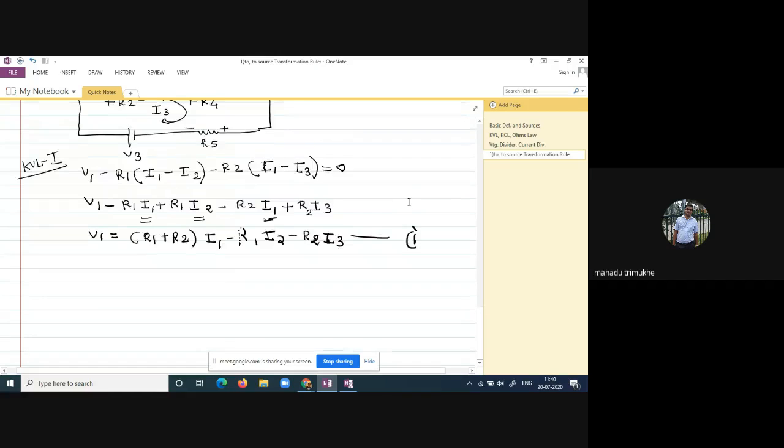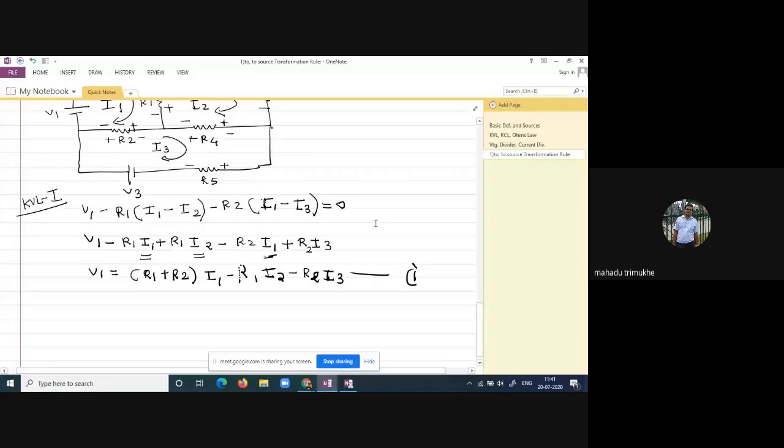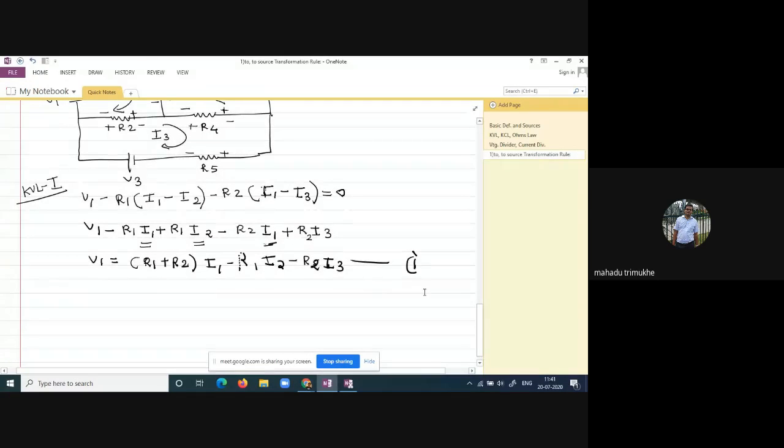Okay, similarly you have to apply. Have you understood these equations? Unmute yourself and tell me. This is understood. Yes, sir. Okay, similarly you have to apply KVL at mesh 2 and mesh 3 and tell me what your mesh 2 and mesh 3 equations are. Apply and tell me what the equations are. Randomly, I'll ask you.